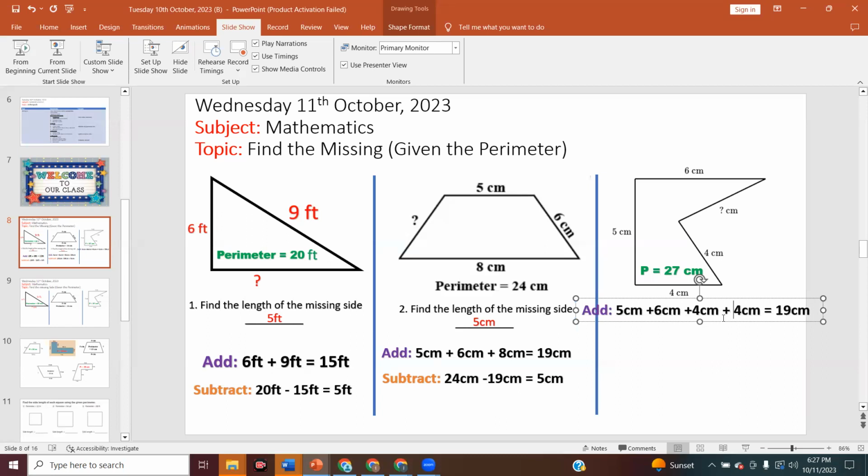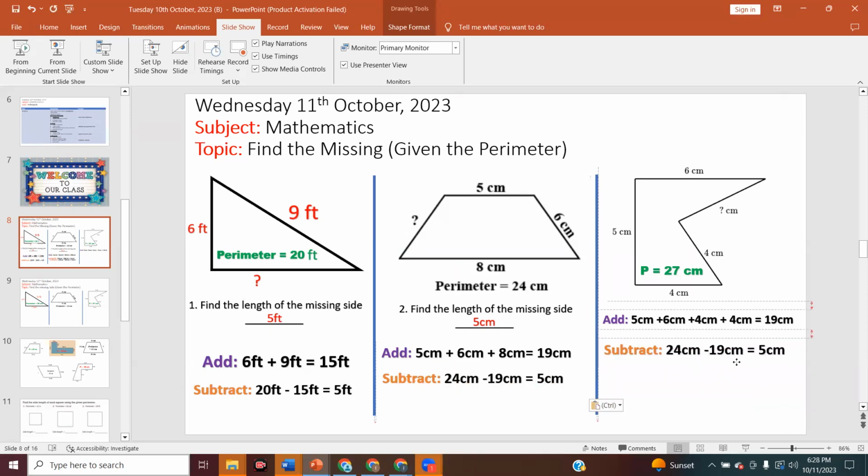So that's the first step. You add all of them together. But remember, the perimeter is the total length of all of the sides, but we're only missing one side. In order to get this one side that we're missing, we need to subtract, right? So what are we going to subtract from? 27 subtracted by 19. Very good. 27 minus 19 is 8 centimeters. Excellent.